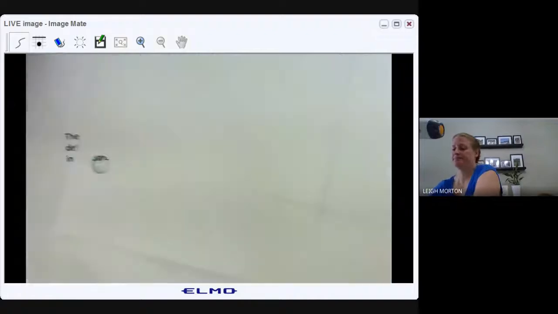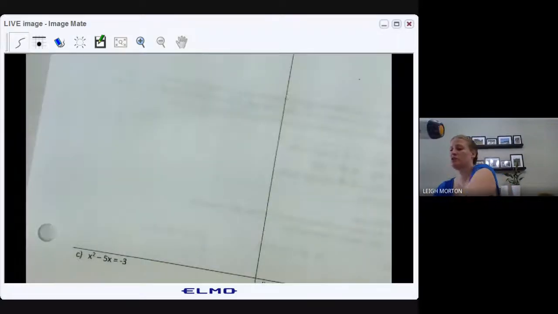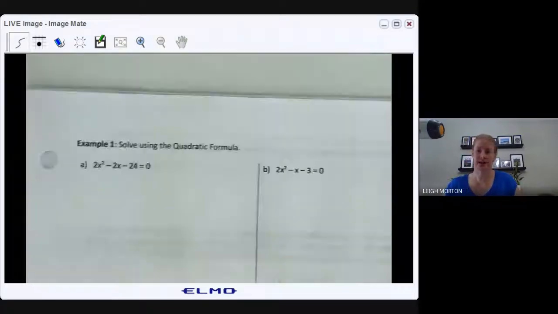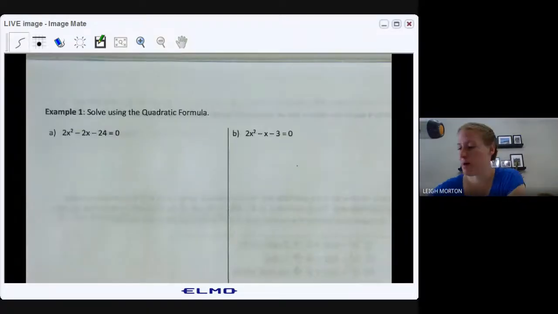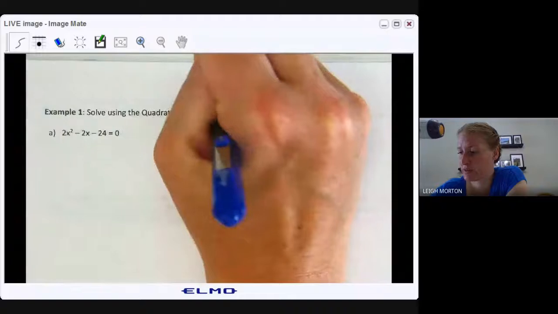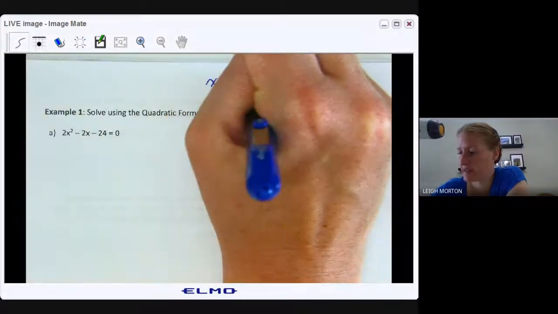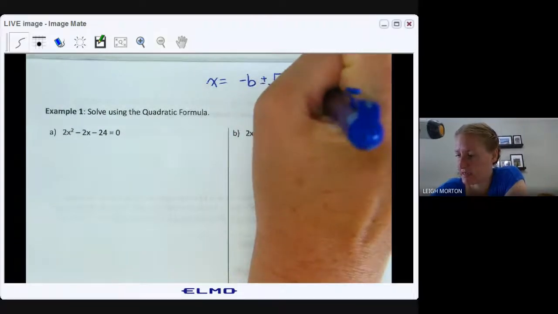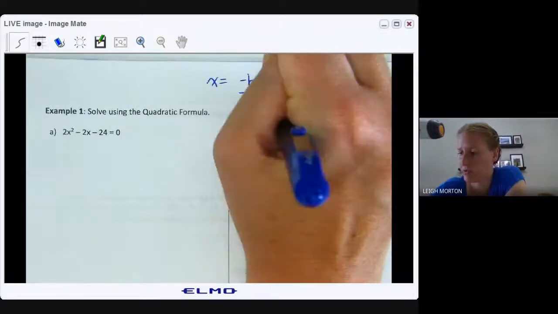All right. Let's try this out. Solve using the quadratic formula. You've got it out beside you right now. I'm just going to rewrite it at the top for easy reference. So x equals -b plus minus root b squared minus 4ac divided by 2a.